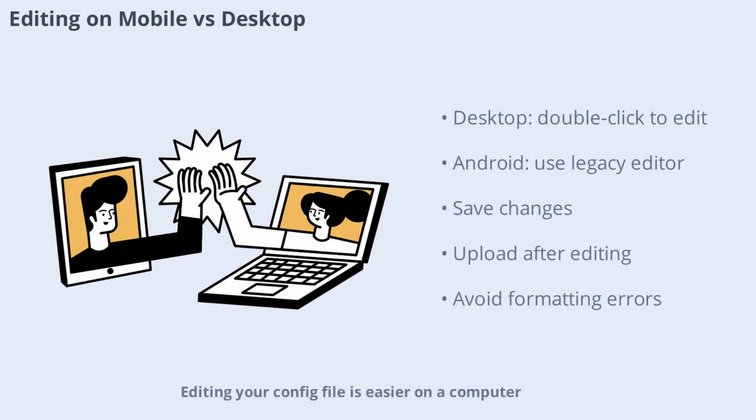Editing your config file is easier on a computer, but you can do it on Android as well. On desktop, simply double-click the file in File Manager, edit, and save. On Android, switch the editor to legacy mode before making changes. Using the default editor can break the file's formatting. Always save your changes and upload the file back if you edited it offline. These small differences can help you avoid common pitfalls, especially when working on the go.